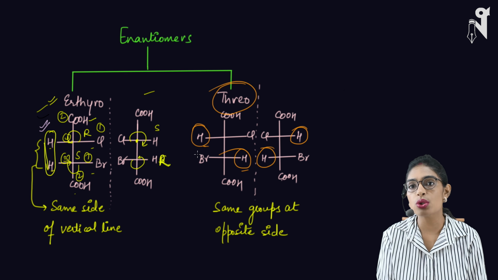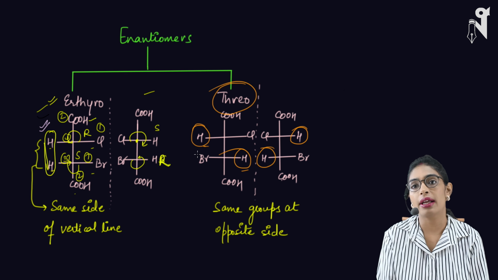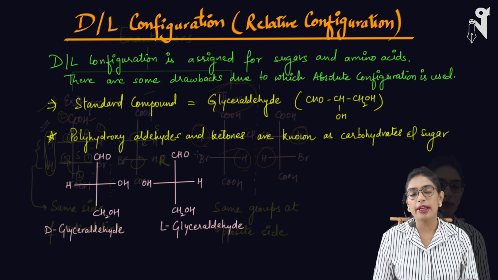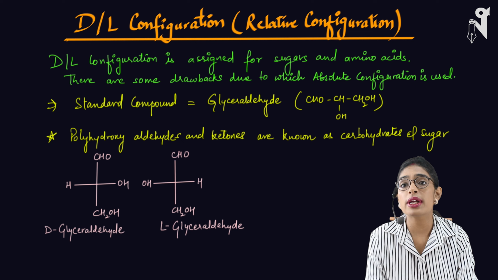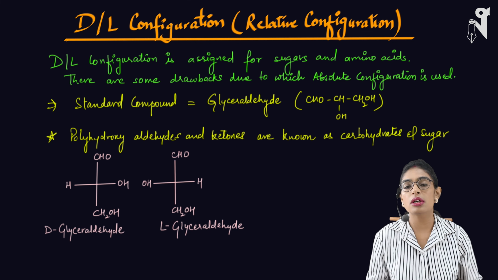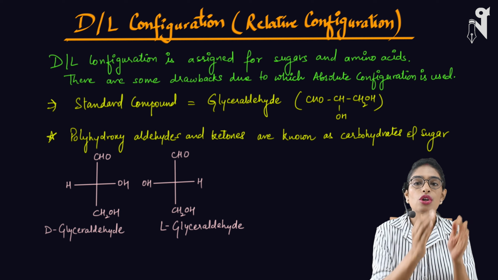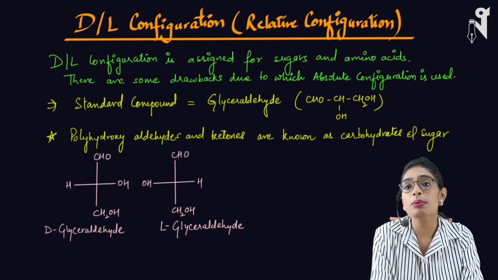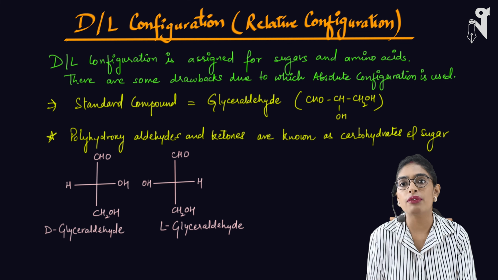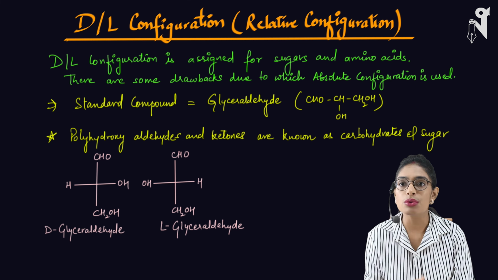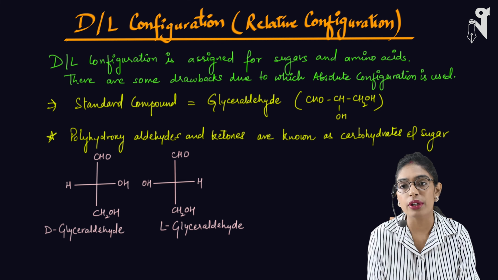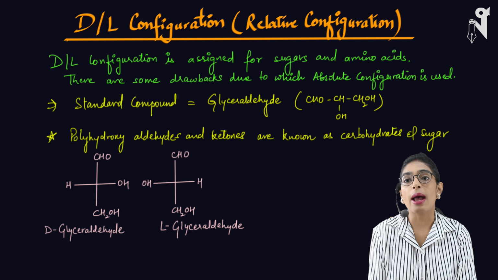Now let's go to the actual part we were going to start, and that is D and L configuration of the molecules. So how to decide whether a compound is D or whether a compound is L. This configuration is also known as relative configuration, and it is majorly used for sugars and amino acids, so basically most of the biomolecules. Now there are a lot of issues with this configuration, and that is the reason why it is not very widely used. Rather than that, we prefer using R and S, which is a very precise and correct kind of configuration. We also call that configuration absolute configuration.